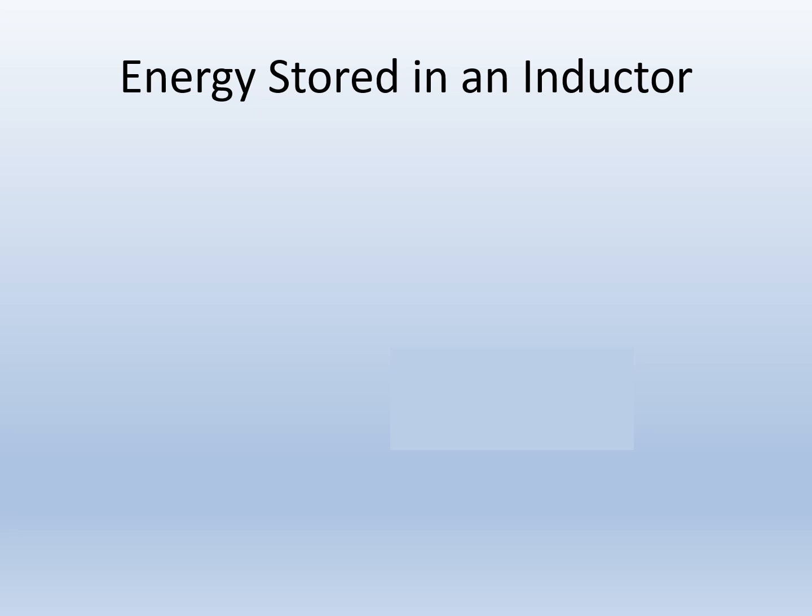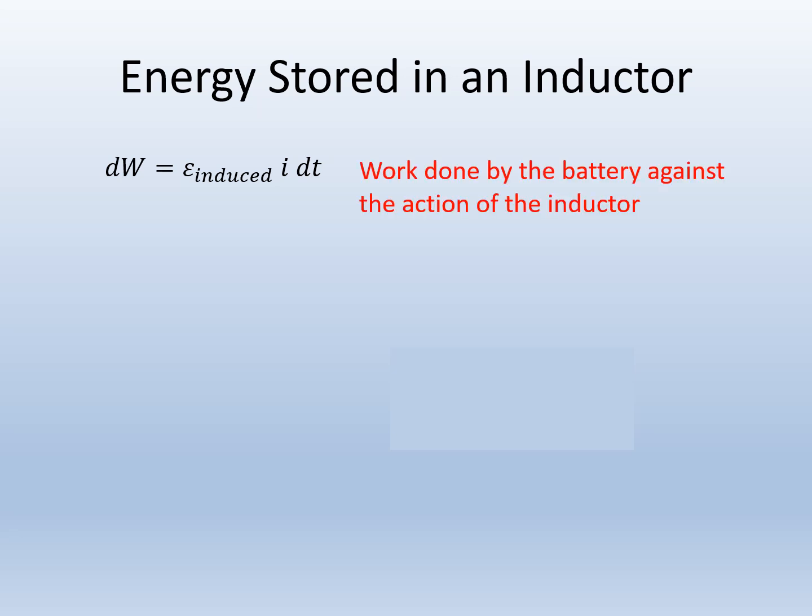We know when a battery is connected to a circuit, the battery will start driving a current through that circuit. And if there's an inductor in that circuit, the inductor will oppose this current, and then the battery will have to work against the inductor. The battery can do that because the battery is the source of energy. When the battery is working, it has to work against the opposition from the inductor, that is the opposition created by the induced voltage.